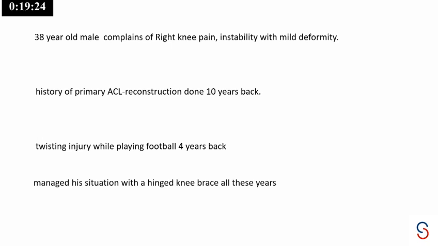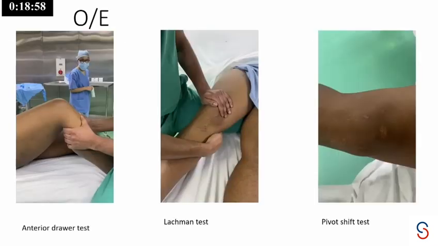A 38-year-old male complains of right knee pain and instability with mild deformity. He comes to our OPD about 4 years after the second injury. His index surgery, the ACL reconstruction, was done about 10 years back. He twisted his knee playing football 4 years back, and since then he's been dangling with this problem without any remedy. He has not consulted many doctors, and he's been pulling on. But now he's got pain and instability, and he wants this to be catered to.